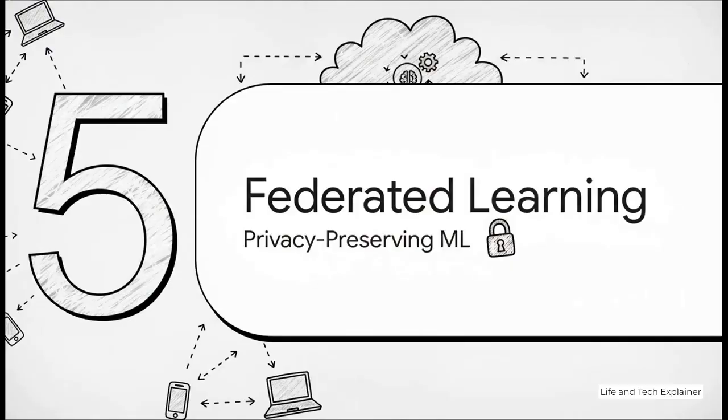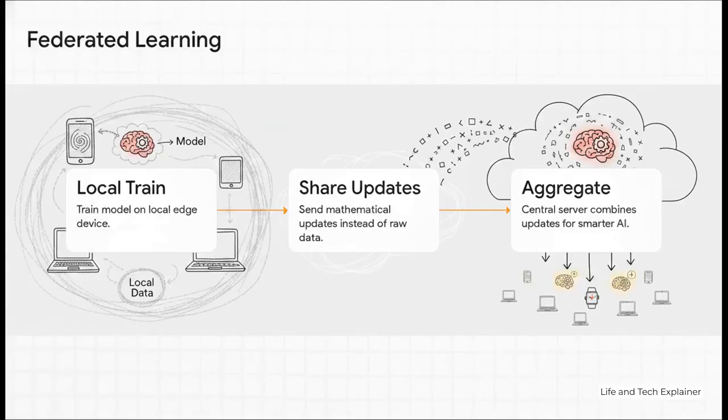Section 5. Federated Learning. Privacy-preserving ML. Now you might be wondering, if all your data stays trapped on individual edge devices, how does your AI ever get smarter? Well, the answer is the absolute elegance of federated learning.